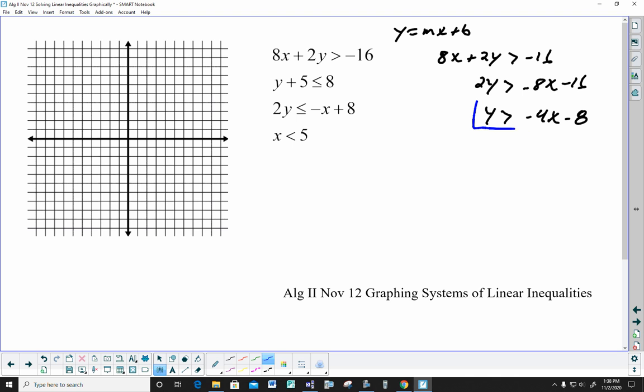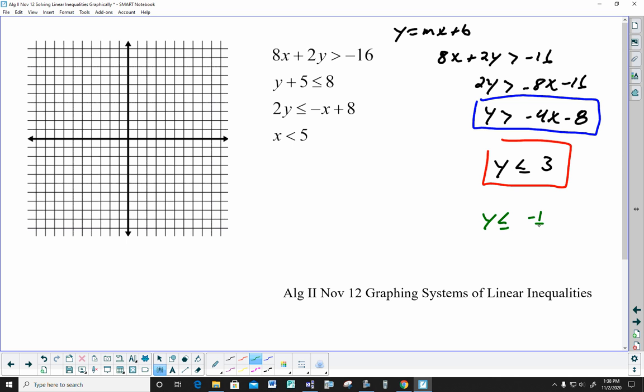So how about we graph that one in blue? Now, this one, I'm going to subtract the 5 and get y is less than or equal to 3. So that's going to be another one we have to graph. This one, you divided everybody by 2. So you'd get y is less than or equal to negative a half x plus 4. So that's going to be yet another one you have to graph. And then this last one, we'll do it in purple. And it doesn't matter the order that you're doing these.